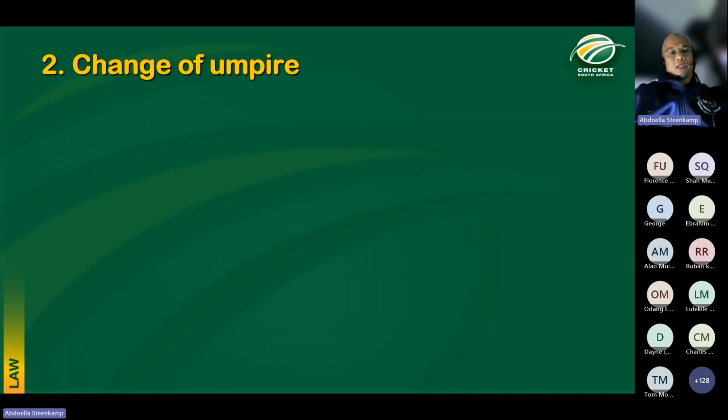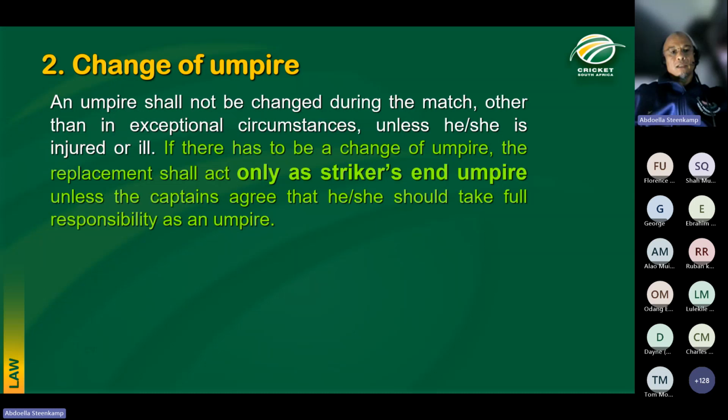Are you allowed to change an umpire during the game? Yes, the law tells us that there are times where an umpire can become injured or ill, or if there are exceptional circumstances. So the law allows for an umpire to be changed. But the law tells us if there is a change of umpire, the replacement umpire only stands at the striker's end. But there is a but. Unless both captains agree that the replacement umpire can take full responsibility of an umpire, then the replacement umpire is allowed to stand at the bowler's end as well. So yes, you're allowed to change the umpire, but the replacement umpire only stands at the striker's end unless both captains agree the replacement takes full responsibility.